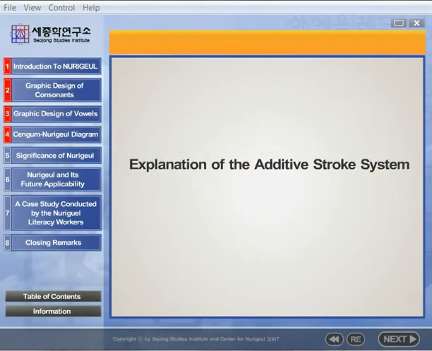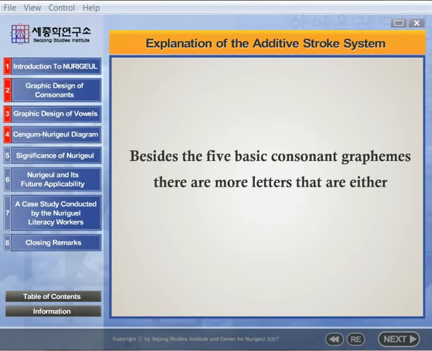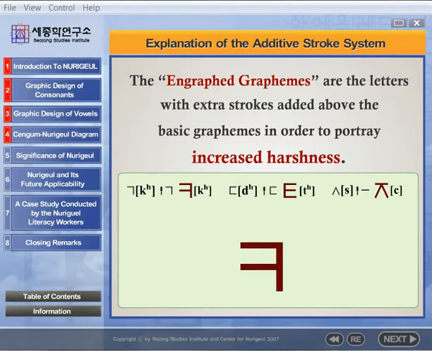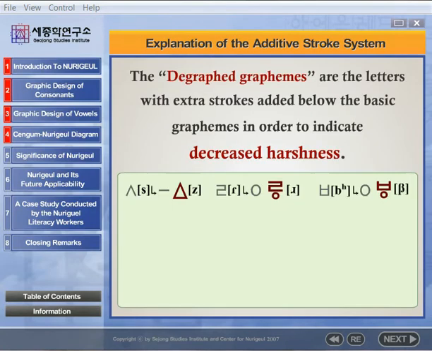Explanation of the additive stroke system. Besides the 5 basic consonant graphemes, there are more letters that are either ingraft or degraft. The ingraft graphemes are the letters with extra strokes added above the basic graphemes in order to portray increased harshness. The degraft graphemes are the letters with extra strokes added below the basic graphemes in order to indicate decreased harshness.